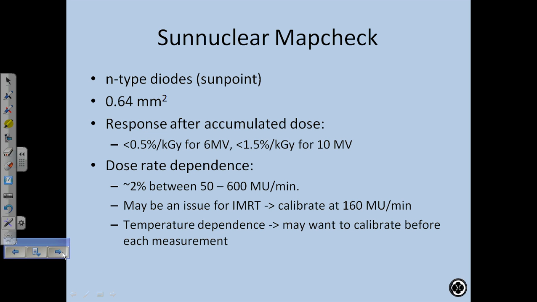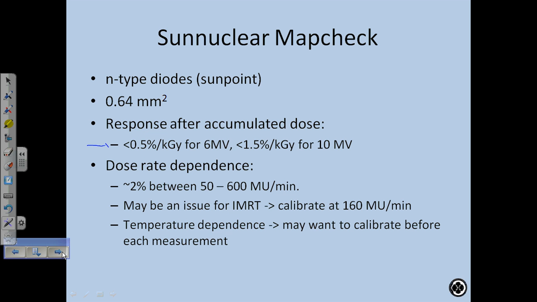The response after accumulated dose. The response of the diodes in this device changes 0.5% per 1,000 gray for 6 MV, and it changes 1.5% per 1,000 gray for 10 MV. So 10 MV affects it more than 6 MV. This is important to know because if you deliver, say, 2,000 gray in the course of a month, through all the QA, your diode's response will change 1% for 6 MV. And that's important to know.